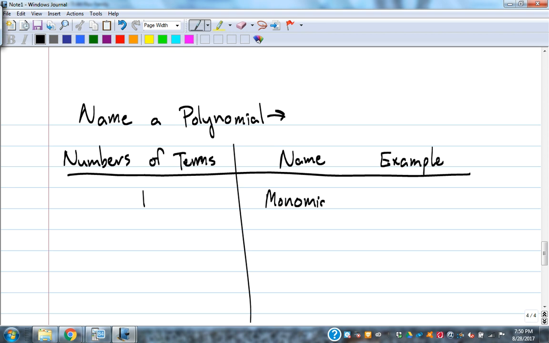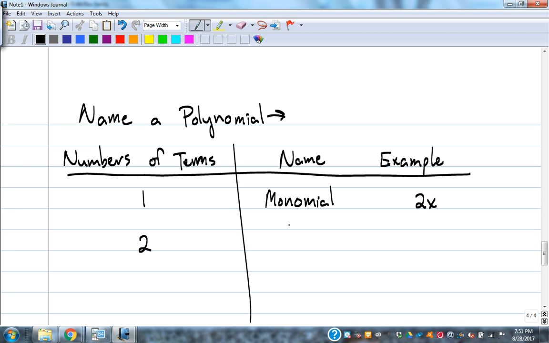M-O-N-O-M-I-A-L. Monomial. That prefix M-O-N-O, mono, one. An example of a monomial, 2x. That's a monomial. Happens to have the degree of 1. That doesn't matter. We're looking at naming the thing. It's a monomial because it's only one term. It doesn't have any addition or subtraction going on. That makes it a monomial.